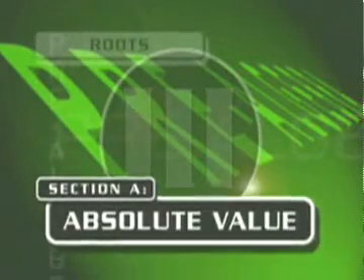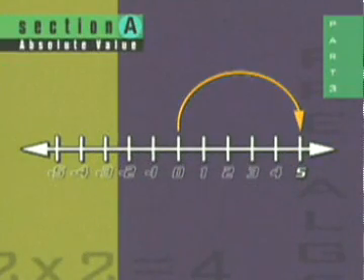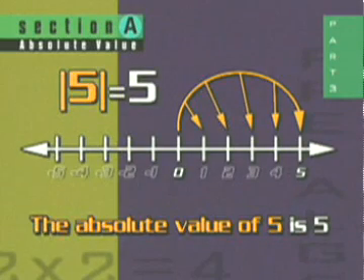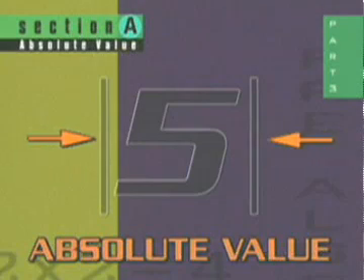Section A, Absolute Value. One way to understand the absolute value is to imagine a number line. If you have one in front of you, it's even better. When we've got a number line, we can figure out how many units away from zero our number is, and this is what the absolute value is all about. Check this out. If we're asked to find the absolute value of 5, we see here that it would be 5 units from 0 on a number line. That means the absolute value of 5 is 5. We see it written like this. Those straight lines on each side of the 5 mean absolute value.